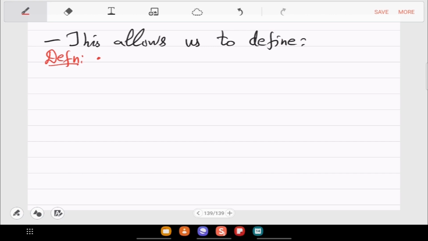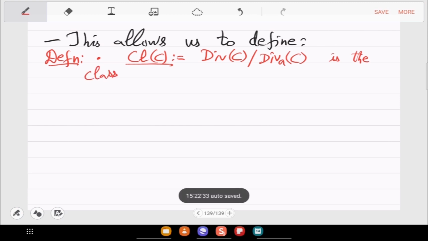So the class group, or maybe not the class group, just this first group. I mean CL stands for class actually, so this class of C group is div C mod div A. It is the group of divisor classes.